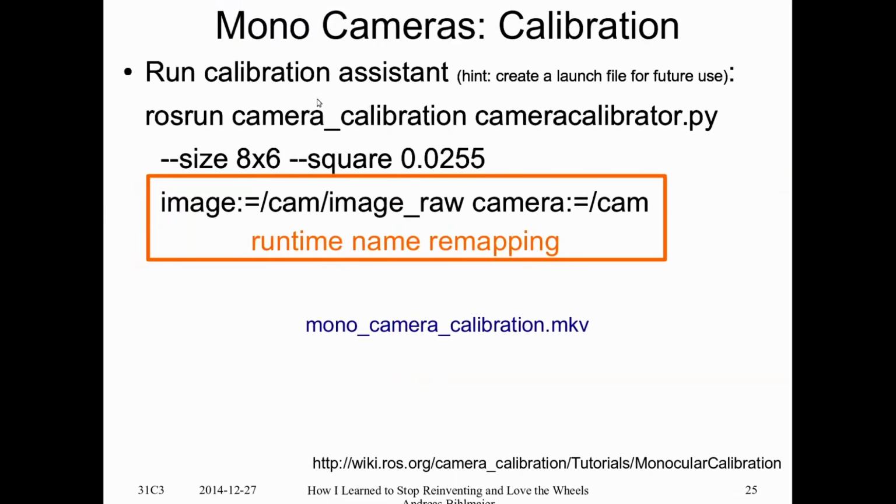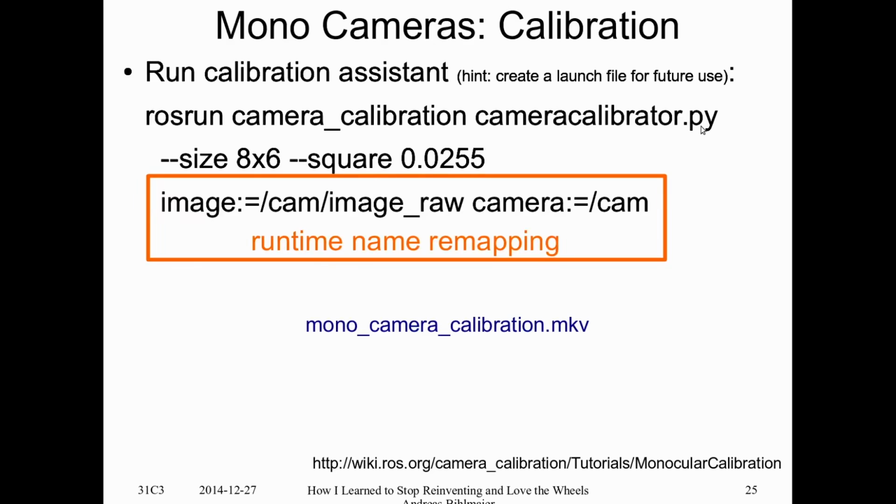What is also written down here on the command line with the colon equal sign is runtime name remapping. So the camera calibrator node, if you look into the source code, subscribes to the topic named image.